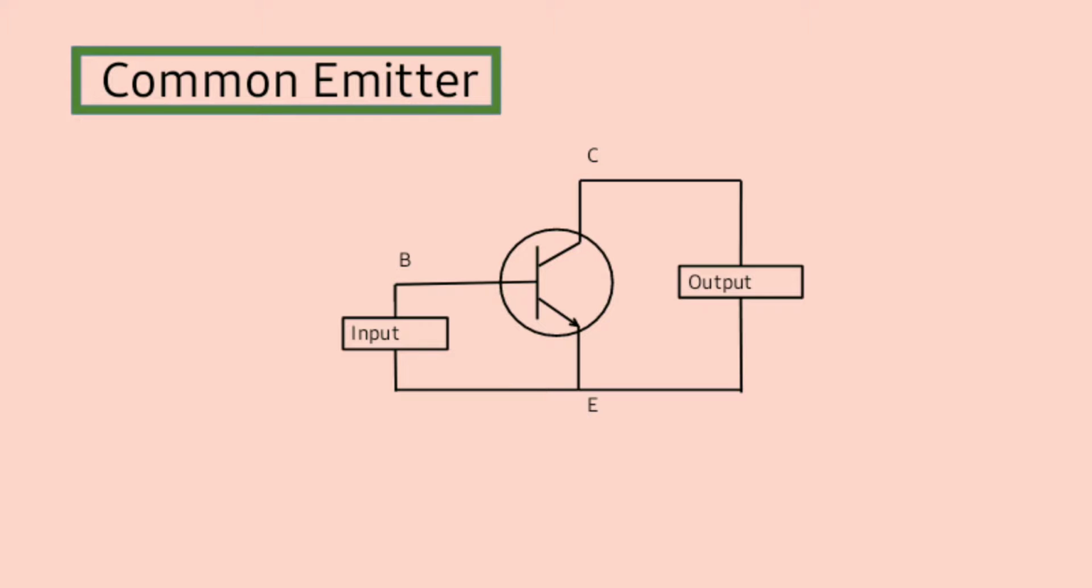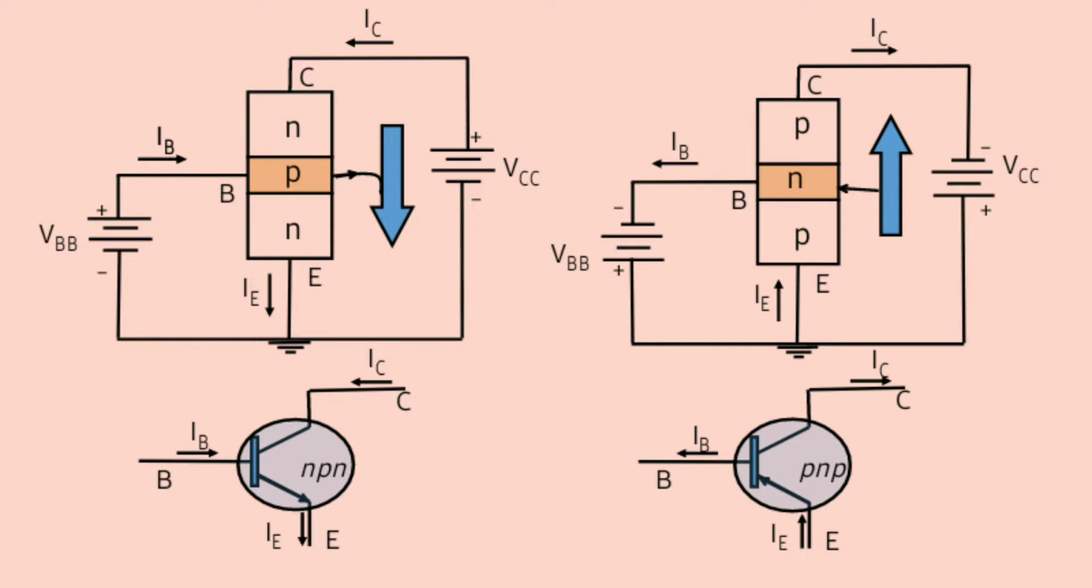Common emitter means the emitter terminal is common to both input and output. In this case, it is common to both the base and the collector terminal, and this is the most frequently encountered transistor configuration. This is the structure for both NPN type and PNP type where the emitter terminal is common.